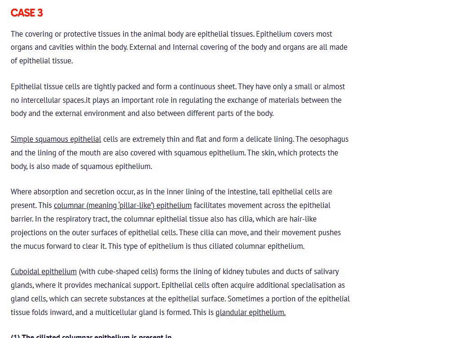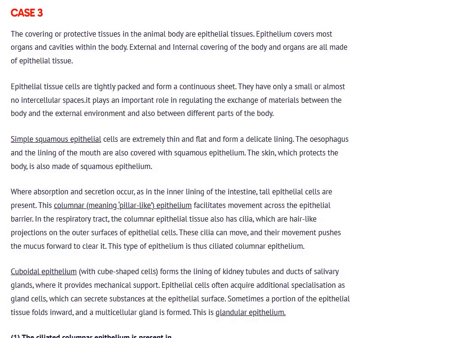Then what we have is cuboidal epithelium. So look, cuboidal epithelium is with cube-shaped cells. It has a cuboidal shape, just like a cube. It has some hollow spaces within it. It forms the lining of kidney tubules and ducts of salivary gland. Now why? Because of course maybe they must be storing something within themselves, where it provides mechanical support.